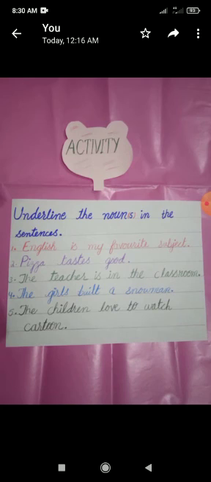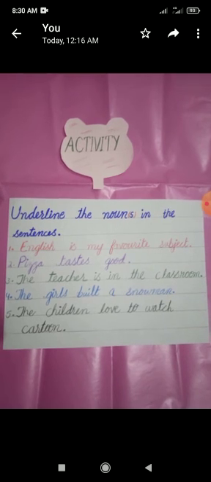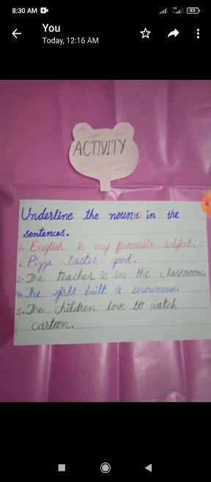The teacher is in the classroom. Here we have two nouns, teacher and classroom. One person and one place. After this we have another, that is the girls built a snowman. Here girls and snowman, these are two nouns. One is thing and one is person.